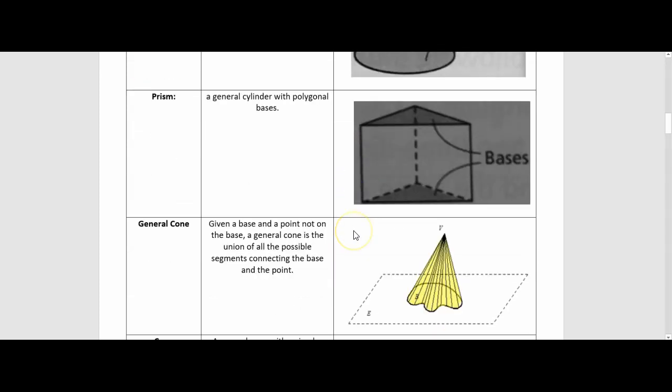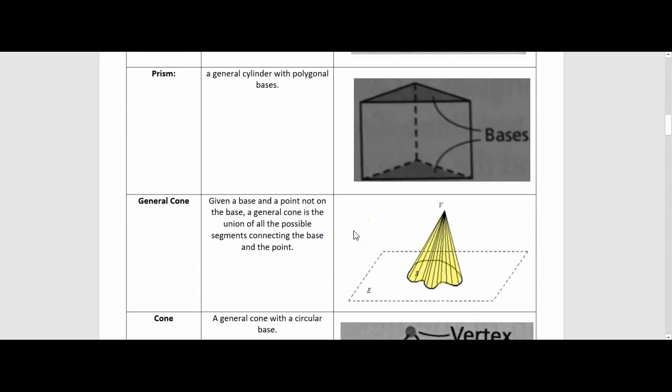A prism is a general cylinder with polygonal bases. So again, it's kind of what I drew up above, except here they're triangles rather than rectangles. But these bases are congruent, and they are parallel. Well, that makes this a general cylinder. But since the bases are polygons, we call this a prism. So prism describes any general cylinder that has polygonal bases.